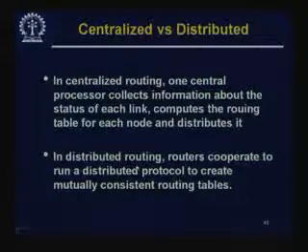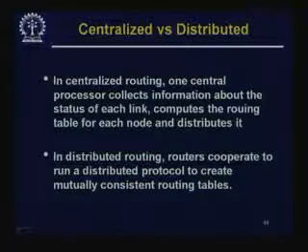Now, we will just quickly go through the different approaches to routing. One is centralized versus distributed. In centralized routing, one central processor collects information about the status of each link, computes the routing table for each node and distributes it. This is possible only in a small number of cases. It is not possible over the entire internet because there is no such centralized routing. That would not scale.